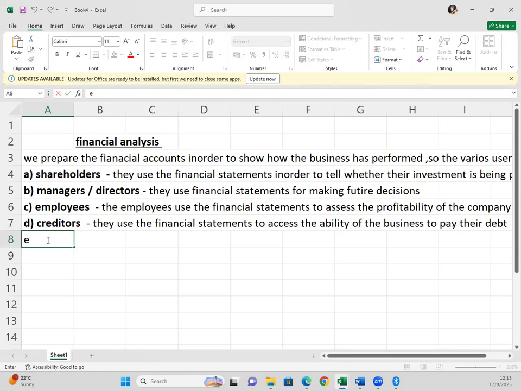Then besides the creditors, we also have the government. The government is another user of the financial statements. So the government, why does it need the financial statement? So maybe besides the government, we could say the regulatory authorities. So every company inofanira kubhadhara tax. So the regulatory authorities, such as ZIMRA, they want to see how much tax you are supposed to pay and how much you've paid, in fact. So they are interested in my financial statement so that they can assess tax yamunofanira kubhadhara.